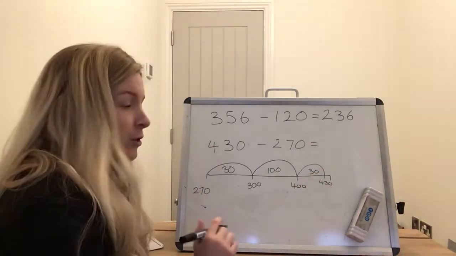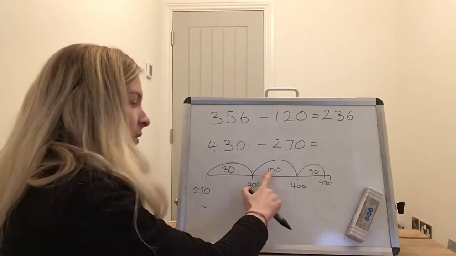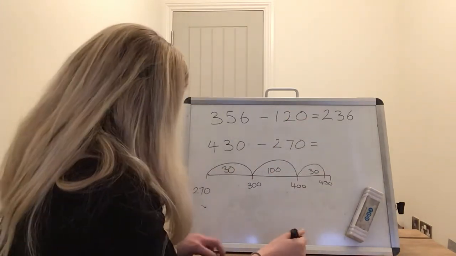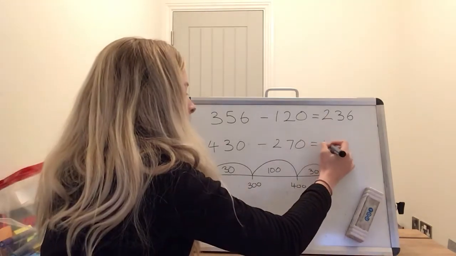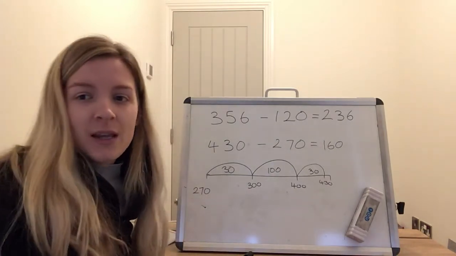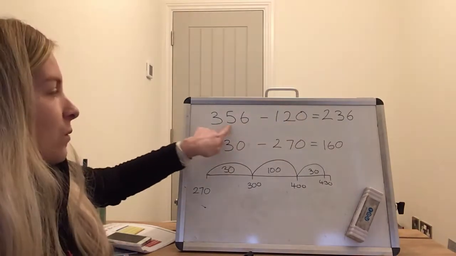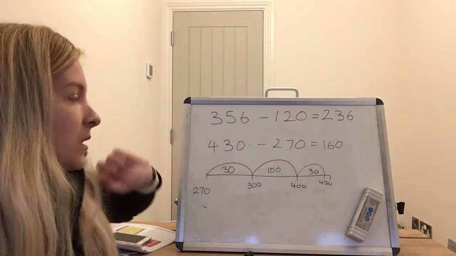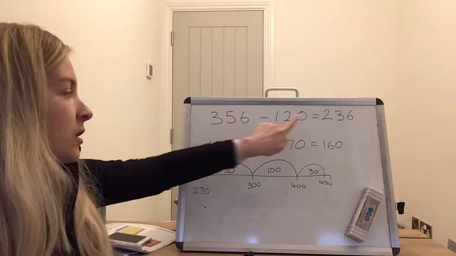Now I'm just going to add these up. 30, add 100, add 30. 130, 160. Ooh. 160. Well done if you got that one. So can you see that for this one we were able to straight away partition? Just look at the hundreds and take them away to get our answer. Just look at the tens to get our answer. Just look at the ones.